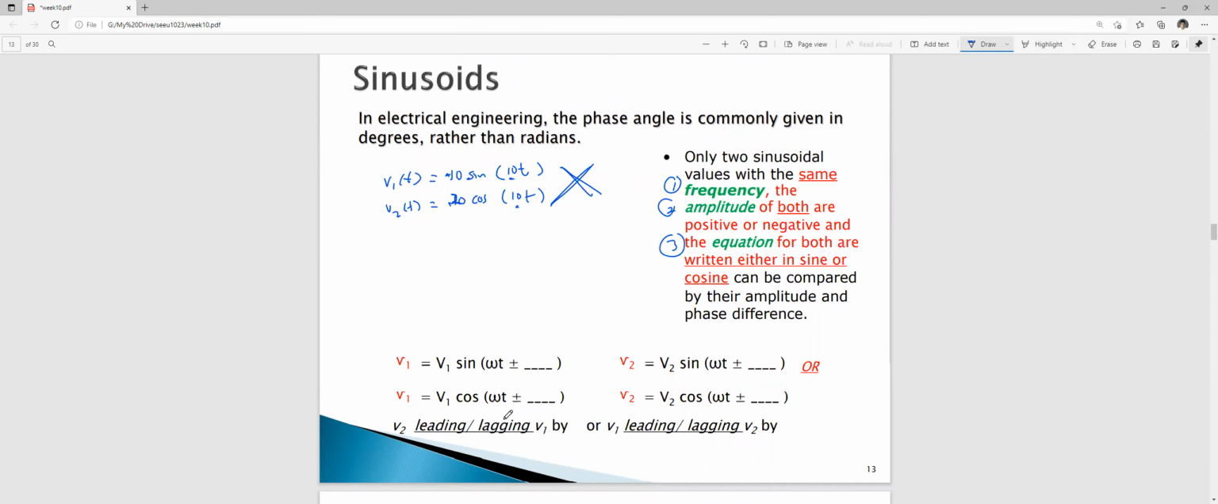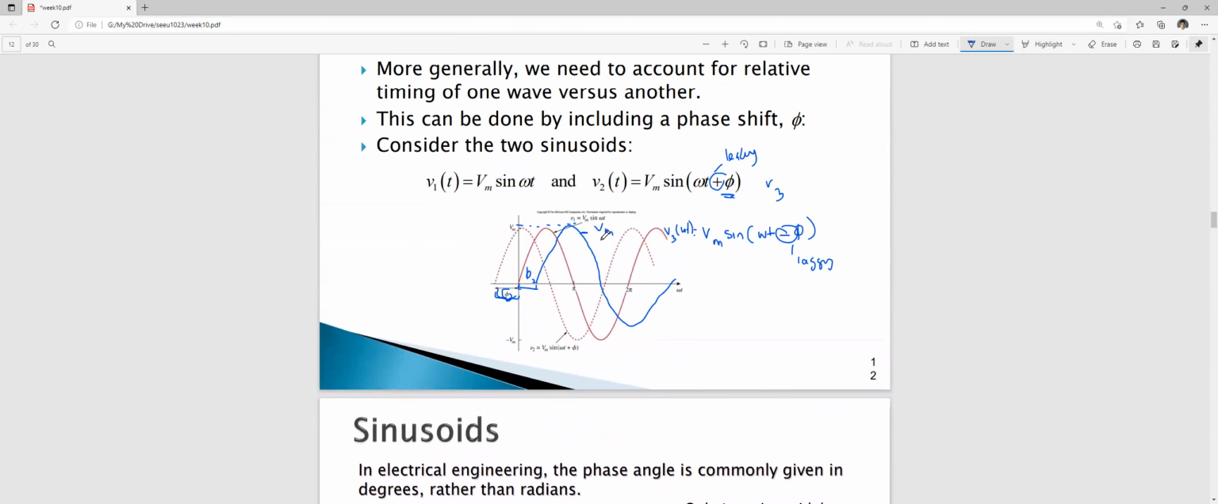Yeah, leading and lagging. I have already discussed leading and lagging. If your voltage is leading V1, you have a positive phi. And if your voltage V3, for example, is behind V1, we call this lagging. So V3 is lagging V1 by how many degrees? By this 2 degrees.